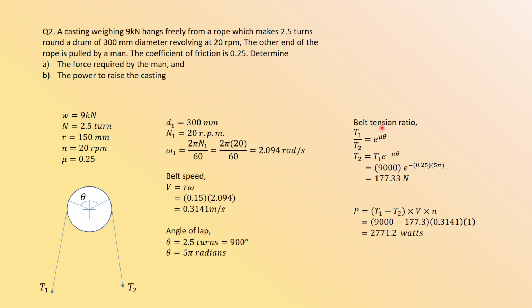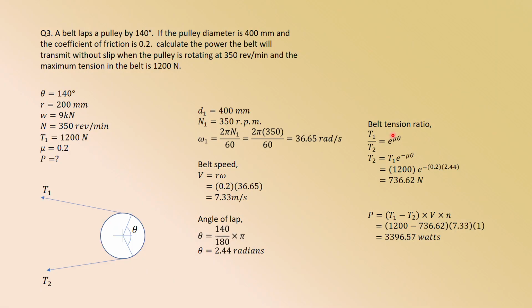But in an actual case, if you are using a rope, then this must be cosecant beta over 2, because you will require a groove pulley for a rope in an actual case.